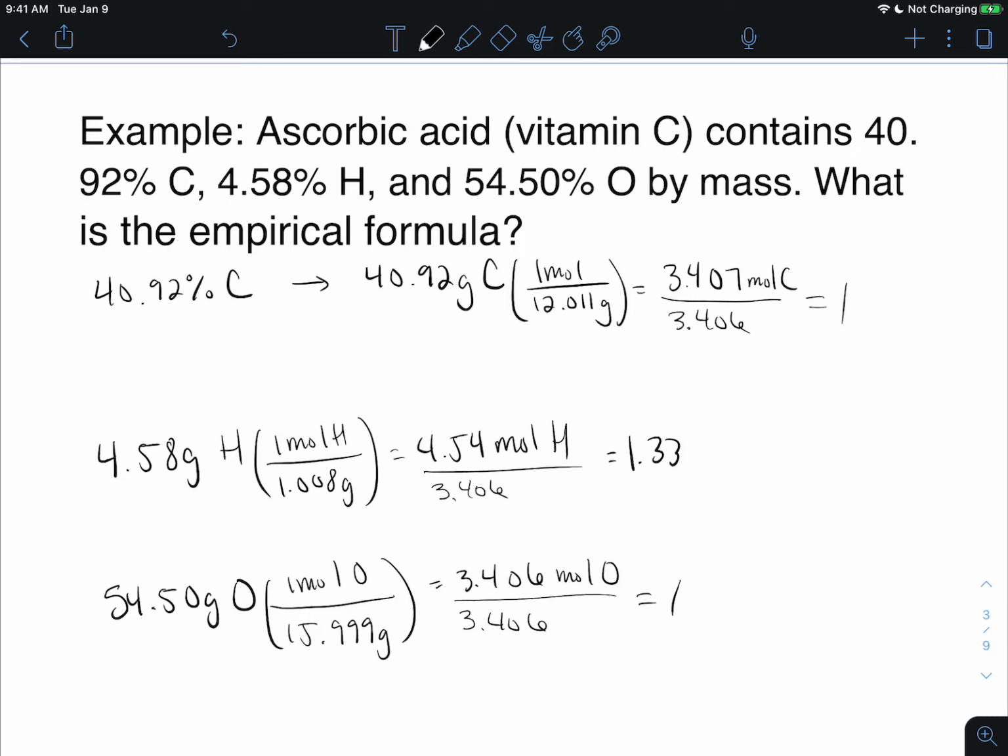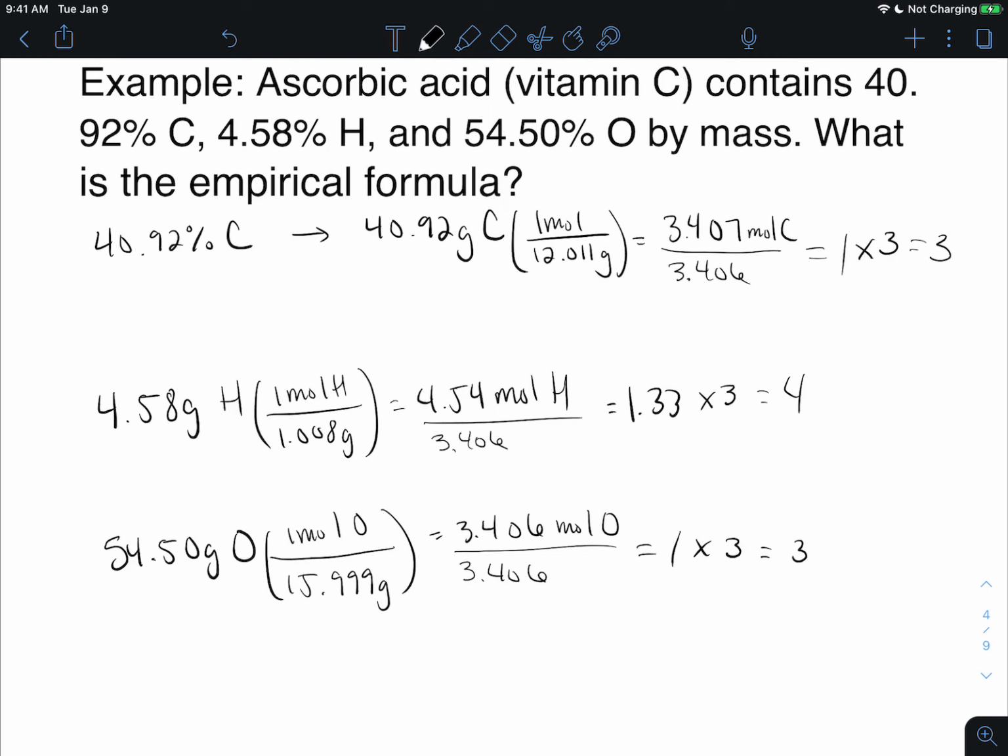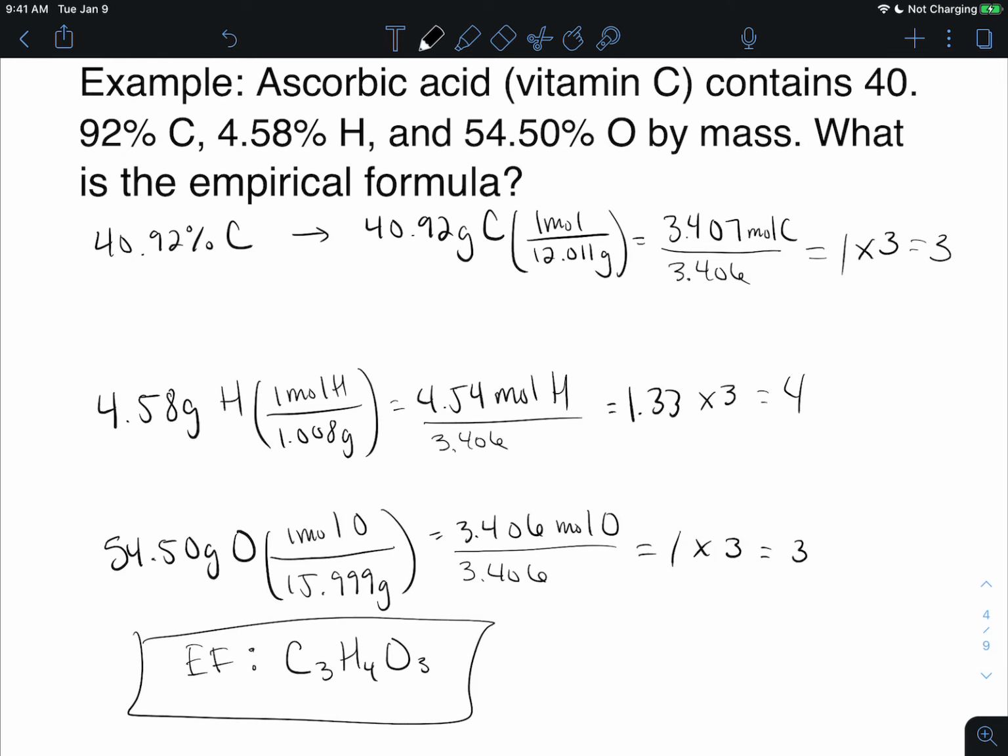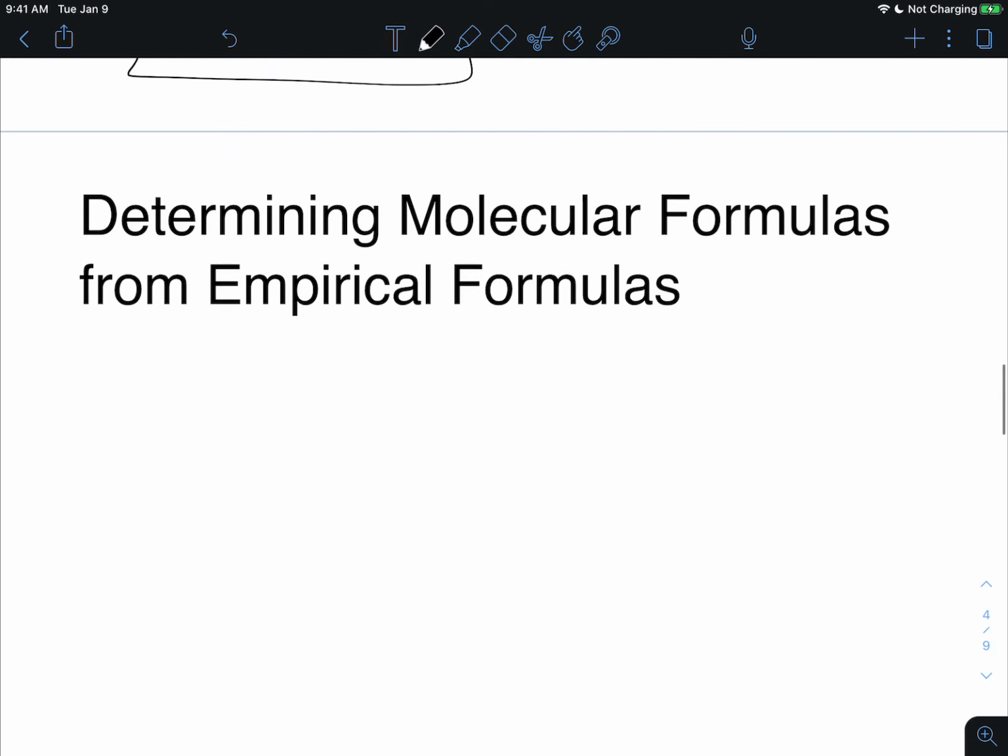Now, we know our empirical formula has to be whole number ratios. So we have to think at this point, how do we get to a whole number ratio here? We can't just say, oh, that's close enough to 1, because it's really not. This is 1 1/3. So whatever you do to one, you have to do to all of them. If we multiply all of them by 3, we get 3, 4, 3. So this is going to be an empirical formula of C3H4O3. So that is our empirical formula of ascorbic acid.